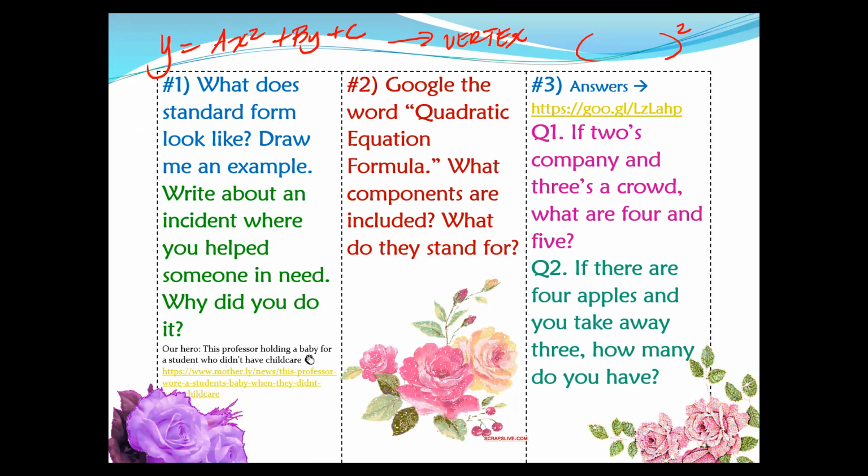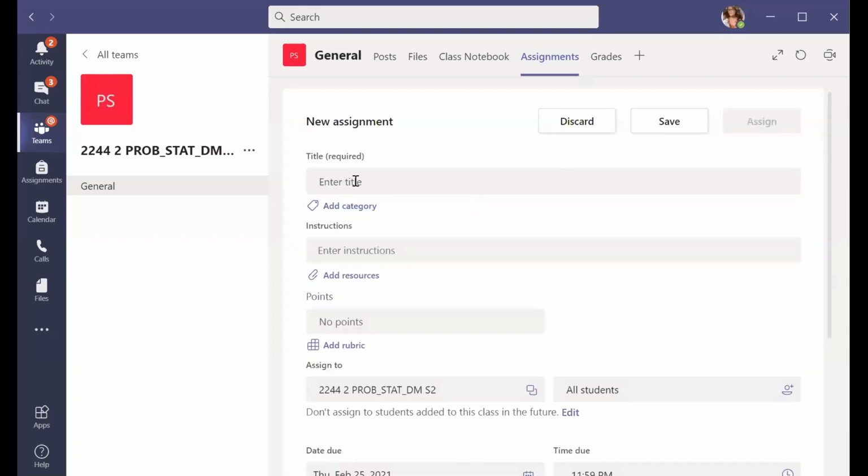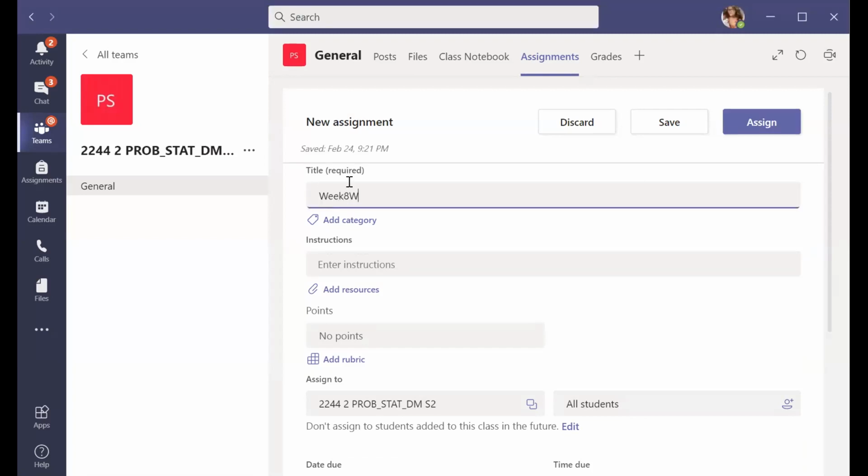Okay, let's go ahead and add the assignment for today. Keep in mind that in order to be marked present, you have to view the assignment. But if you want your grade to actually increase, you need to upload your assignment. So week 8 Thursday, ProbStats semester 2.